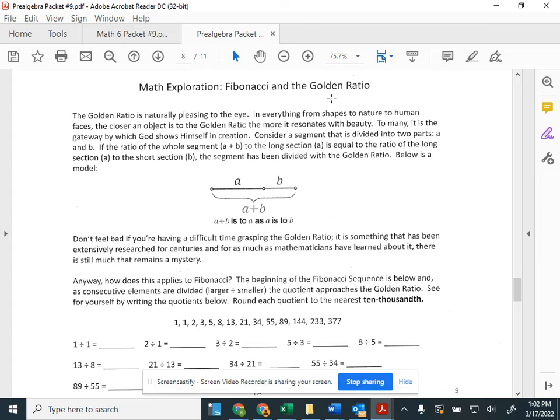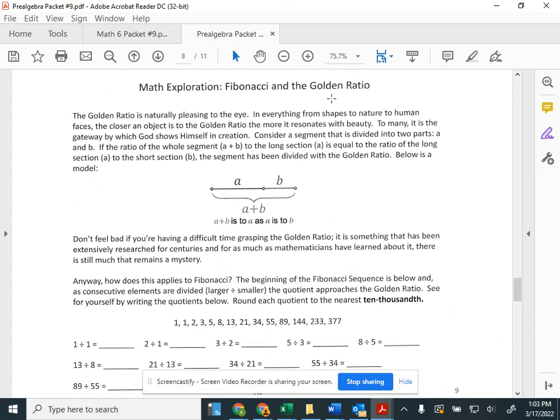Consider a segment that is divided into 2 parts, A and B. So it's not really a pattern, it's a ratio. If the ratio of the whole segment, A plus B, to the long section A is equal to the ratio of the long section A to the short section B, the segment has been divided with the golden ratio. Below is a model. We can see the A and the B. So A plus B is to A as A is to B. It's a little confusing.